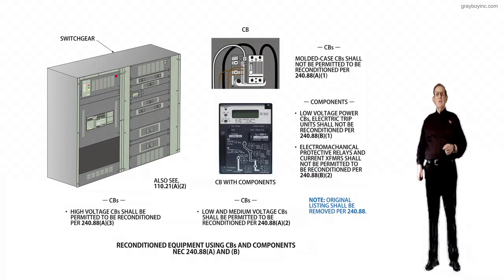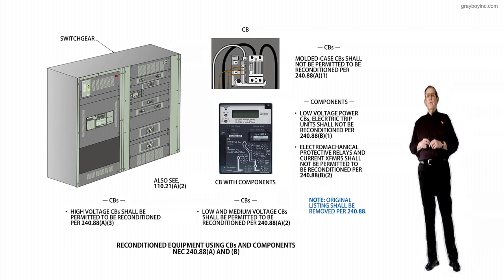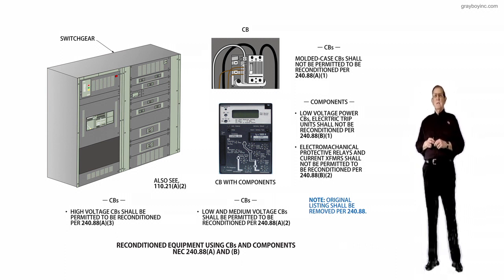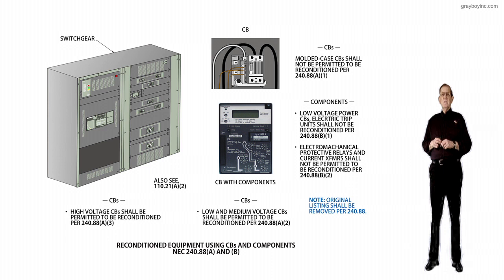This illustration deals with reconditioning equipment using circuit breakers and components as outlined in NEC 240.88 A and B. A as in apple, B as in boy. The purpose of change was to provide a new section. And this new section has been added to clarify the requirements for circuit breakers and components that are reconditioned.